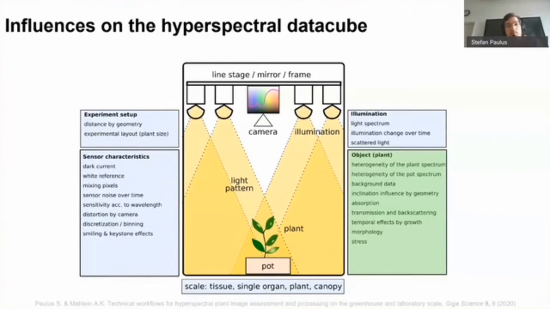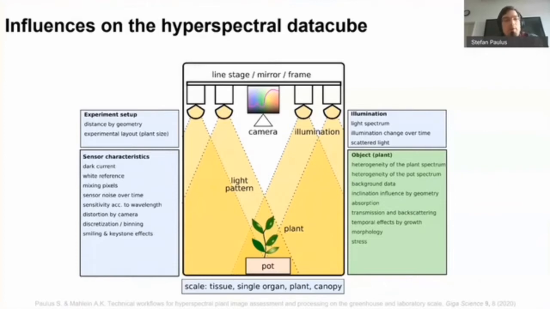And now there comes another class of influences when you try to measure plants, because plants are not very easy to measure. So you have, for example, different leaves that look similar, but they have a different spectrum. You have inclination influence by geometry. You have absorption of the plant tissue, transmission and backscattering, or, for example, effects due to growth.